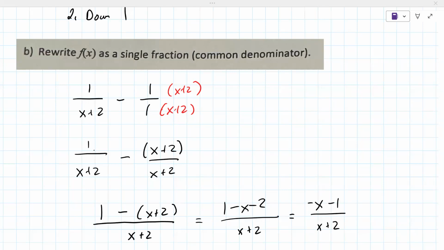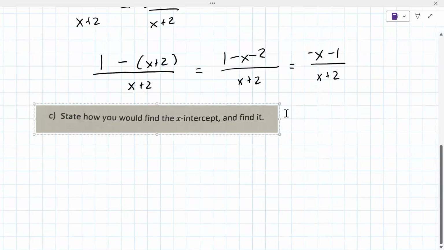Very good. So the x-intercept comes from setting the numerator equal to 0. So you're going to set that top part, negative x minus 1, equal to 0. Okay, solve that for x, please.